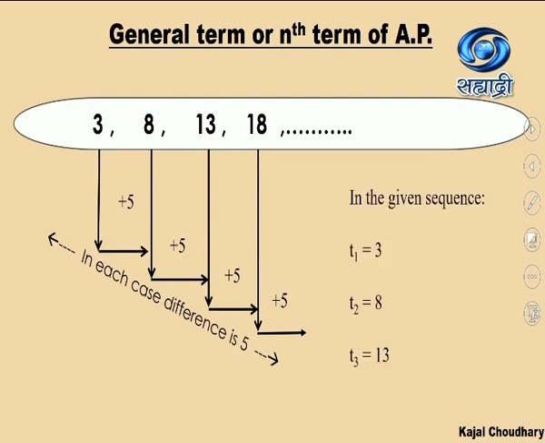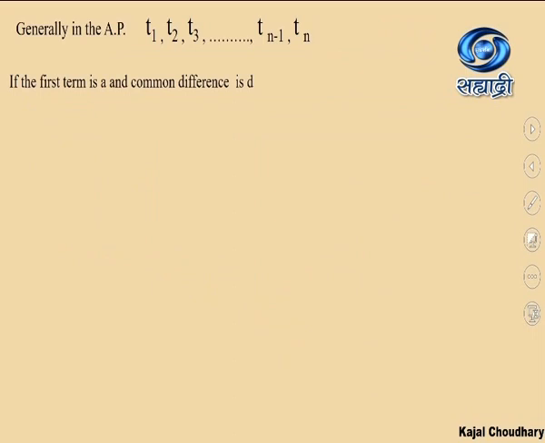Hence, in the given sequence, if T1 is equal to 3, T2 is equal to 8, T3 is equal to 13, how are we going to find Tn? I'm not defining n over here. I'm not telling which position I want. I just said if T1 is 3, T2 is 8, what is Tn? Now, in order to find that, we generally take the general form of the AP as T1, T2, T3, Tn minus 1 and Tn.